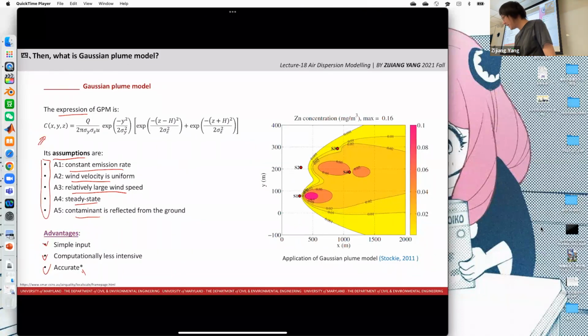And on the right side, this is another example from this paper. This is the deposition or the concentration of zinc from different stacks. And we can see that if we have multiple sources, we can just calculate them separately and then add them together.